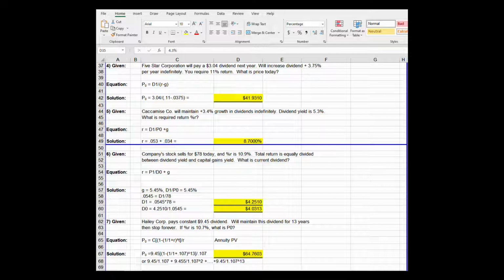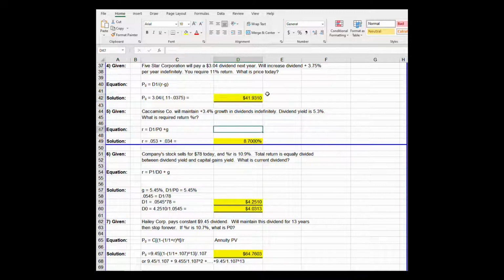P0, today's stock price, equals next dividend over R minus G. So I get 3.04 as my D1, the next dividend. No need again to multiply by 1 plus G because it's not D0, it's D1 given to you. I'm going to divide by R minus G, 0.11 minus 0.0375, and I get a final stock price today for 5 Star Corporation of $41.93.